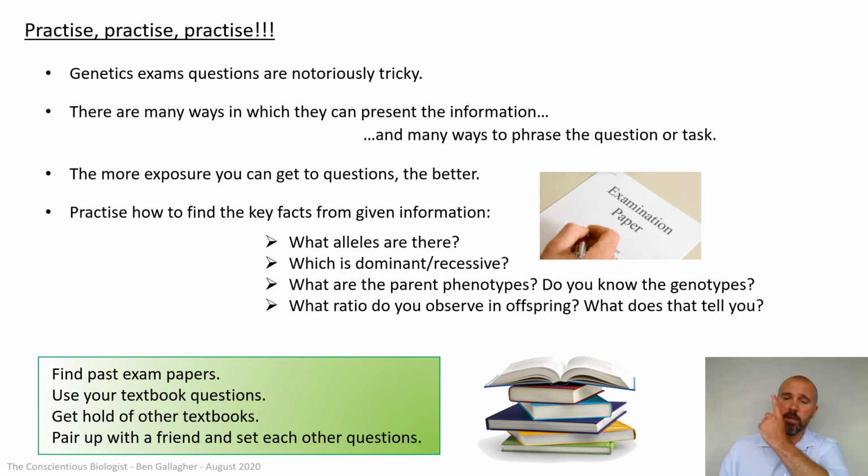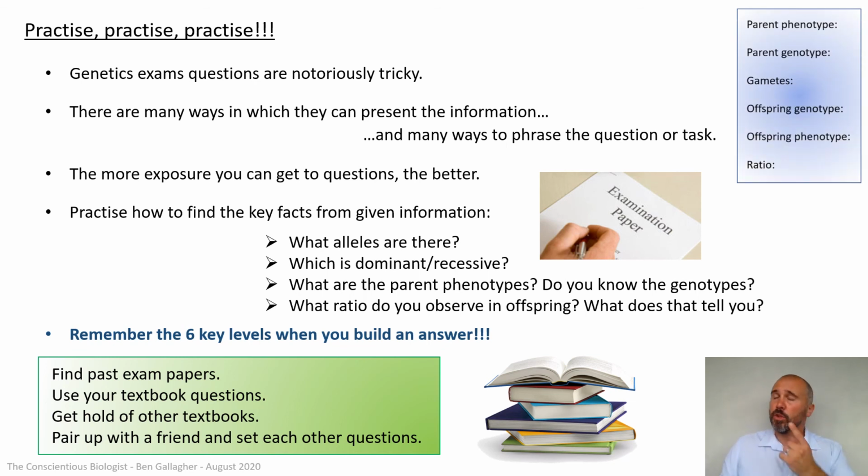But if you can answer those 4 questions, or pull out the information to answer those, then you'll be doing really well. Because if you can answer those, you'll use them for the 6 key levels when you build an answer, which are these things up there. As long as you can, from the information given, pull out the information to answer those 6 things, or use it to work out those 6 things, you're going to get full marks in genetics.